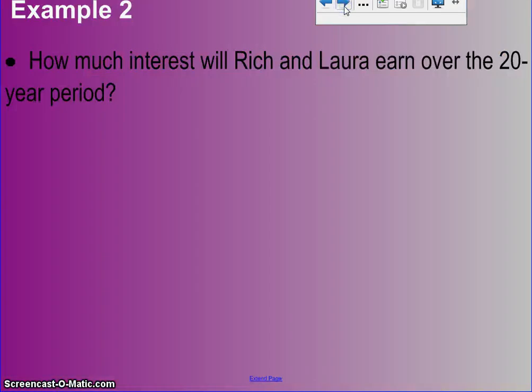Okay, moving on to the second question. It says, how much interest will Rick and Laura earn over the 20-year period? So we've got the total balance, and it's asking how much interest, so we need to subtract out the principal, what they physically put into the account, and that's what's going to give us the interest.